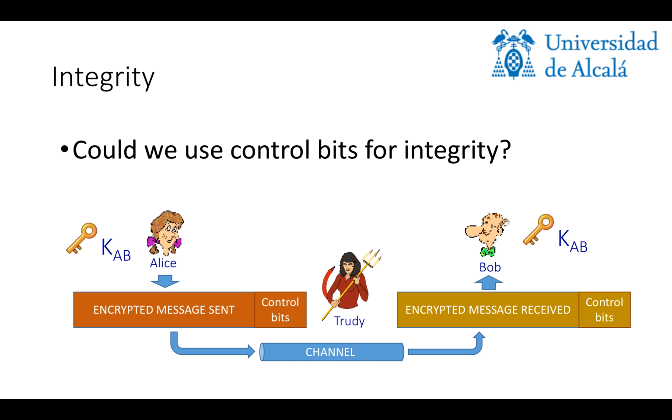The problem here is that, of course, Trudy can mess with both the encrypted message received and the control bits, so she could ensure that the control bits match the encrypted message received, and in that sense, Bob couldn't be sure that the message hasn't been altered.